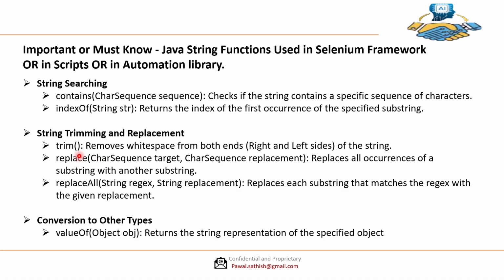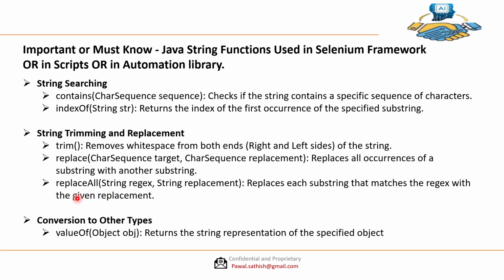Then next we can also use string trimming and replacement. We can use trim. If you use only trim, then it removes the white space from both ends, the right and left side of the string. Then replace. If you want to replace all occurrences of a substring with another substring, we can simply put the target character and the replacement character, and it will replace it. Then replaceAll replaces each substring that matches the regular expression with the given replacement.